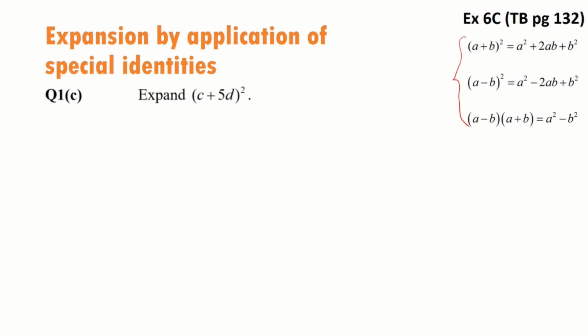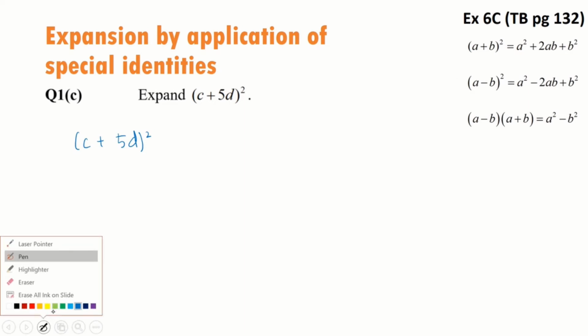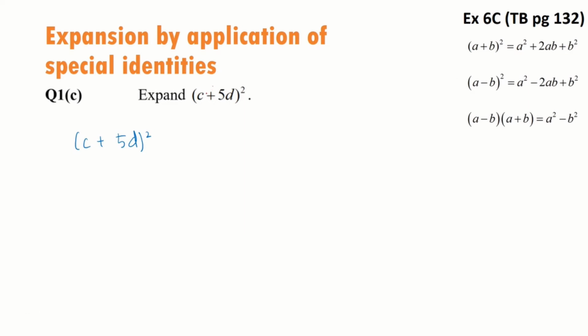Okay, so to expand this (c plus 5d) bracket square, you need to be able to recognize which identity we're going to be using. Because we have the plus in between here, and it seems to match up with this one, it's in a similar form. We will be using this identity here. So how do we go about using it?